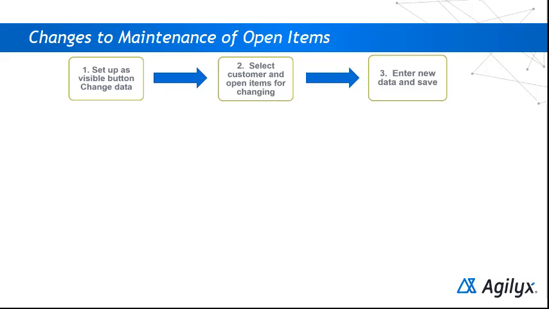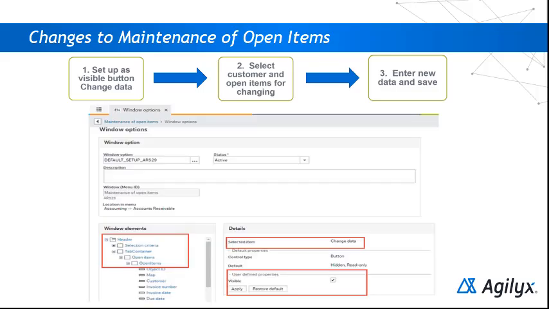First, set up the visibility of the button for changing the data. Select the customer and the open items that you want to change, the multiple items. Enter the new data and save it and it updates. So first thing to do is go into window options and make sure that the change data is visible.